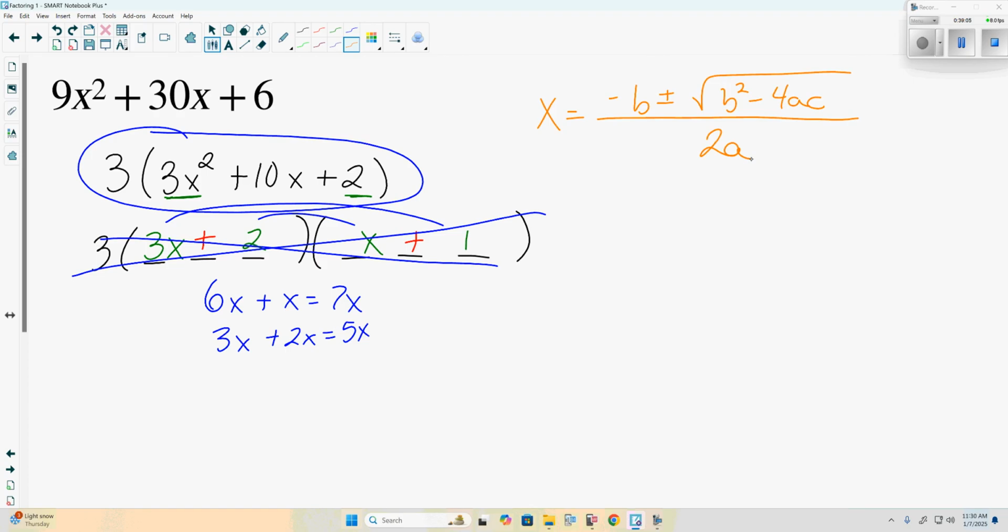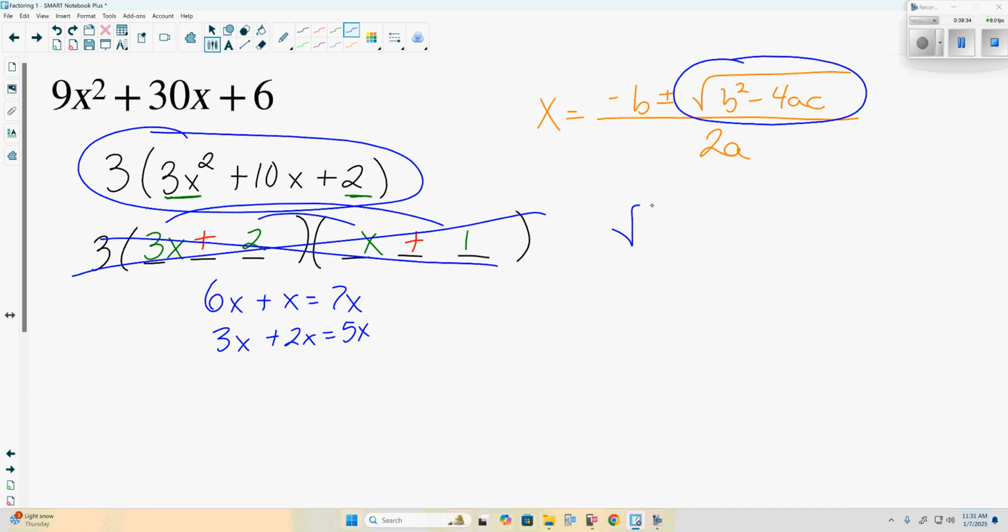Now this here is the quadratic formula. x is equal to negative b plus or minus the square root of b squared minus 4ac, all over 2a. Something that's interesting is if it factors, the square root of b squared minus 4ac will come out to be a nice whole number. Because if it comes out to be a whole number, it's factorable. If it doesn't, then it's not.